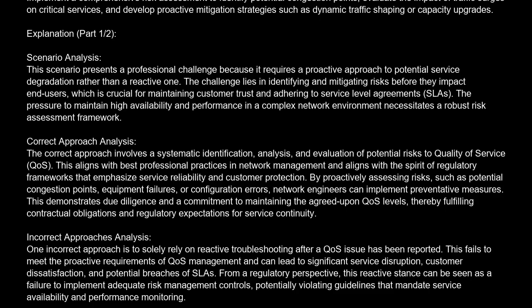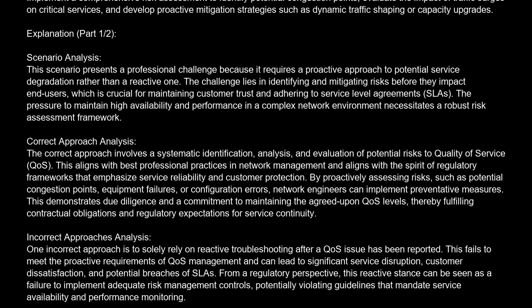The correct answer is C. Implement a comprehensive risk assessment to identify potential congestion points, evaluate the impact of traffic surges on critical services, and develop proactive mitigation strategies such as dynamic traffic shaping or capacity upgrades.